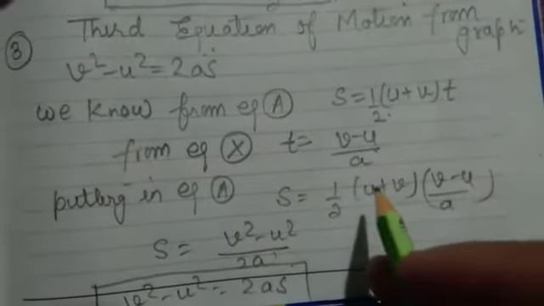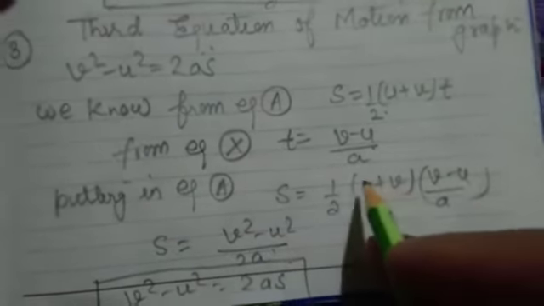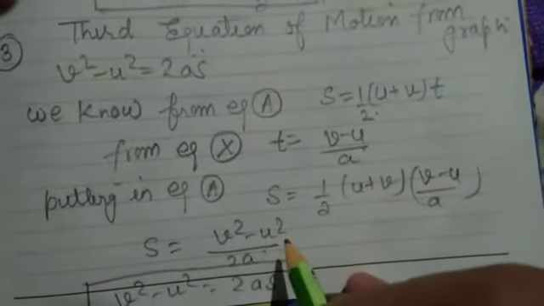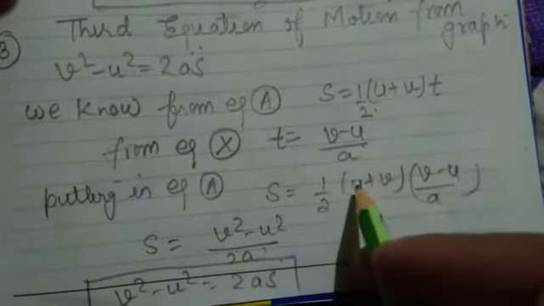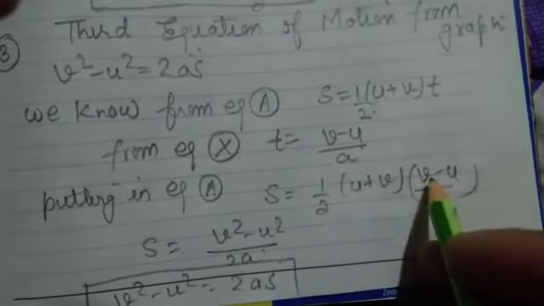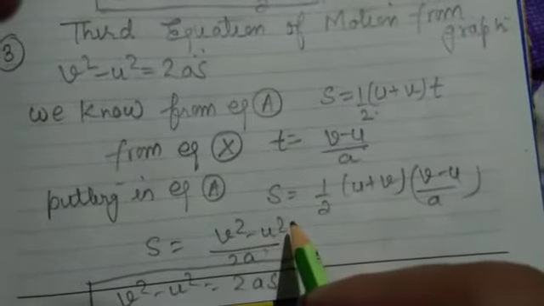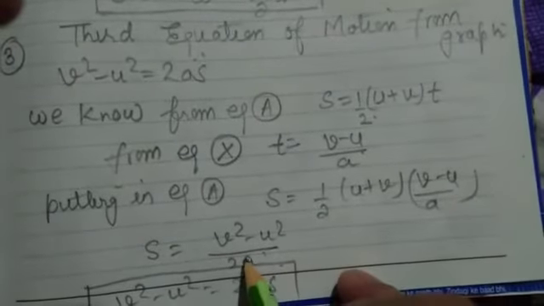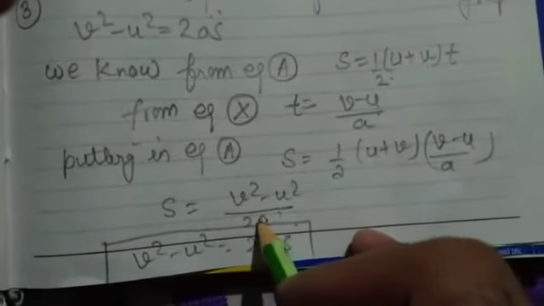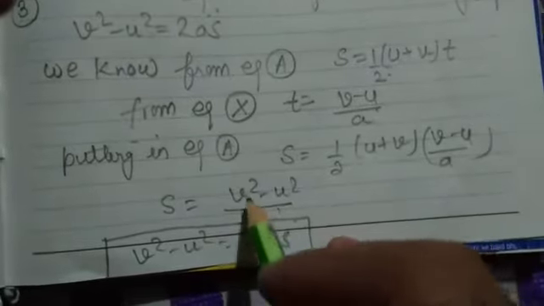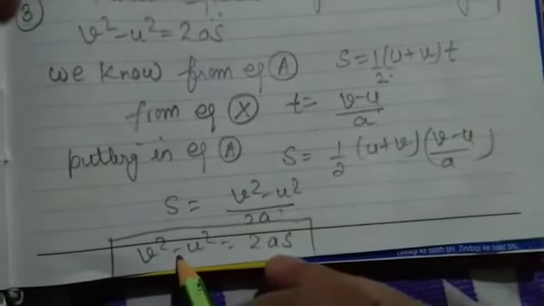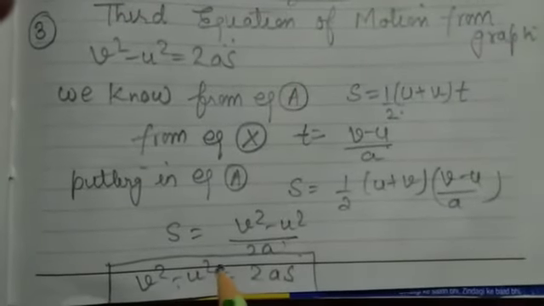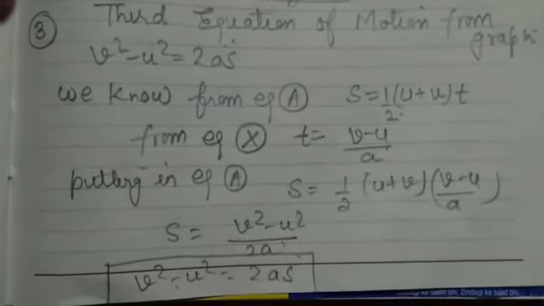So we will get, now here you are applying the formula, A plus B multiplied by A minus B is A square minus B square. So U plus V multiplied by V minus U is V square minus U square. The 2 is here and the A is also here. We are sending 2A here, so we will get 2AS, and V square minus U square is on one side. So in this way we have derived the third equation of motion as well.